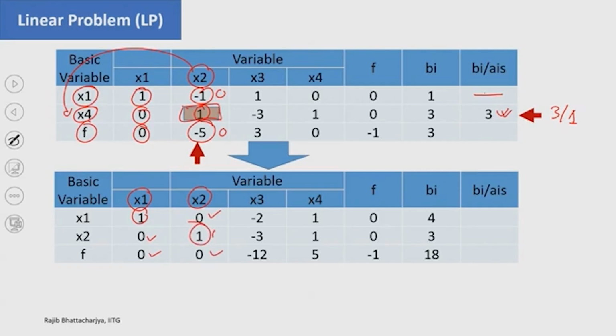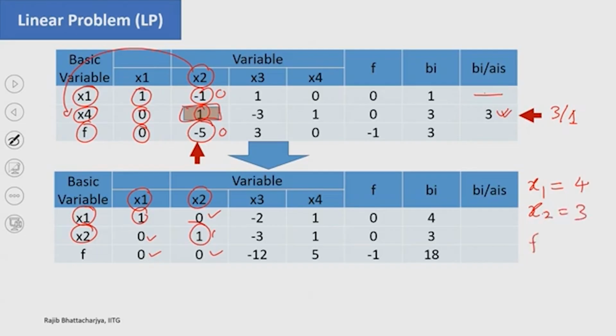This is 1, and now here x 1 and x 2 are the basic variables. Okay. So, what is the solution now? The solution is x 1 equal to 4, x 2 equal to 3. So, that is the solution, that x 1 equal to 4 and x 2 equal to 3.